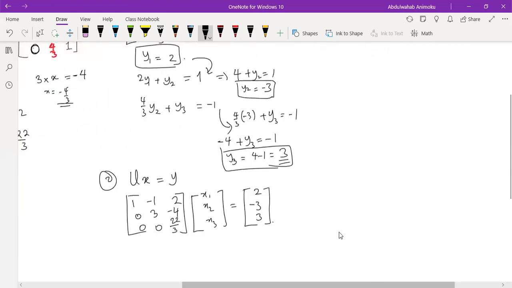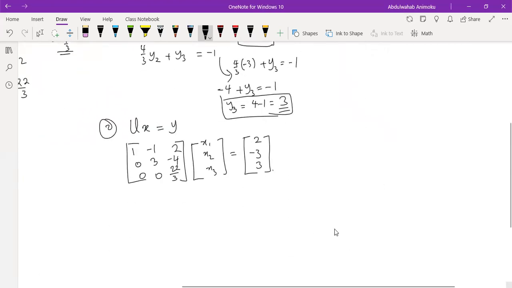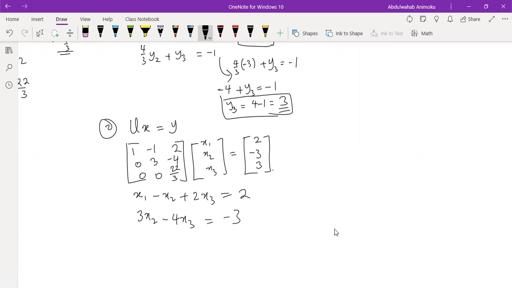All right, now that we have this, let's quickly solve this. So basically, we multiply things out. So the first equation becomes x1 minus x2 plus 2x3, that will be equal to 2. So we need to solve this system simultaneously now. So the second one is 0 times x1, which is 0, then 3x2 minus 4x3 equal to minus 3. And finally, we have 22 over 3 x3 equal to what? I think this one is easy now. We can easily find x3 as what? X3 will be 9 over 22.